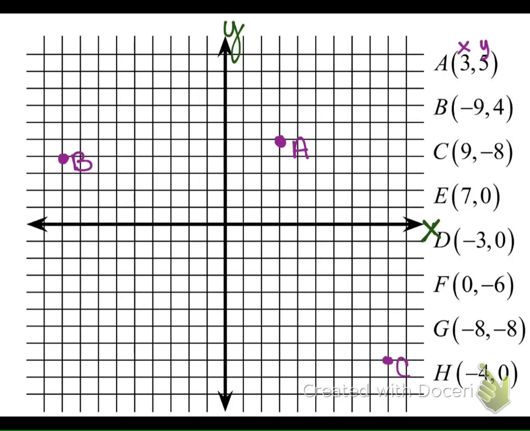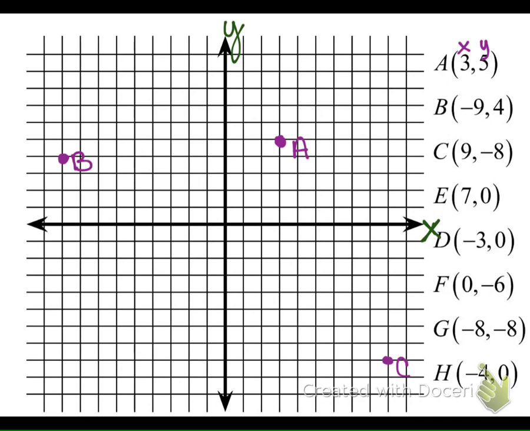All right, so now I'm going to call on you. When I call on you, you're going to tell me where to start, and you're going to tell me which direction to go. Who would like to do letter D? Okay, Alex, where do I start? Okay, so I start at the origin.